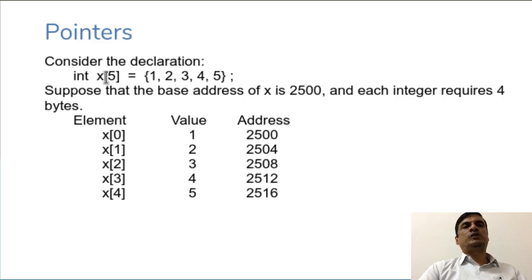So x is going to be a single dimensional array which holds 5 values. x of 0 is going to have the value 1, which is going to be stored at some random address, say 2500. Because it is an array, a homogeneous set of elements, they are stored in sequential locations. Each integer, if you assume it occupies 4 bytes, will be at 2500, 2504, 2508. Likewise, each consecutive element is going to be stored. This is a normal understanding of a single dimensional array.